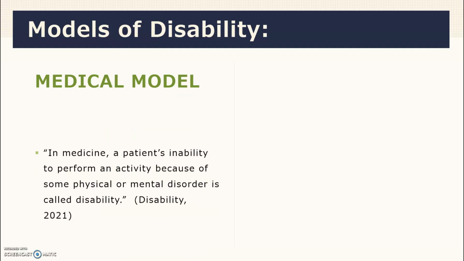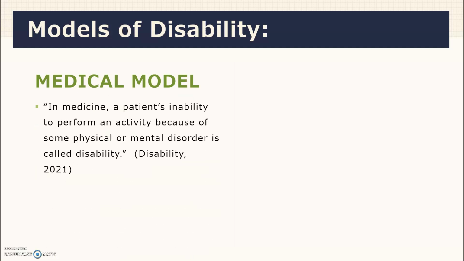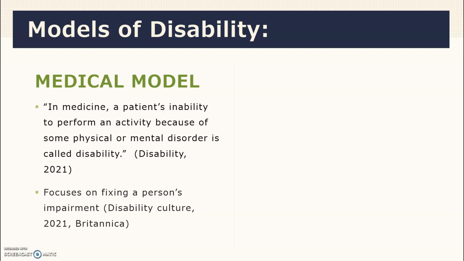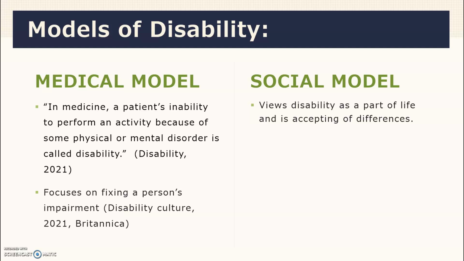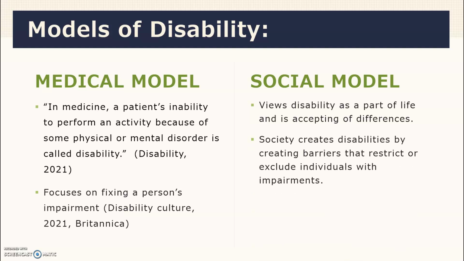There are two main models of disability, the medical model and the social model. In medicine, a patient's inability to perform an activity because of some physical or mental disorder is called disability. This model focuses on fixing a person's impairment. The social model views disability as a part of life and is accepting of differences. This model believes that society creates disabilities by creating barriers that restrict or exclude individuals with impairments. Therefore, the environment disables the individual and is what needs fixing.